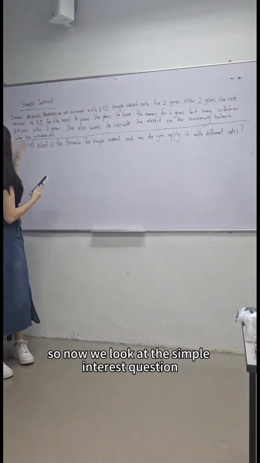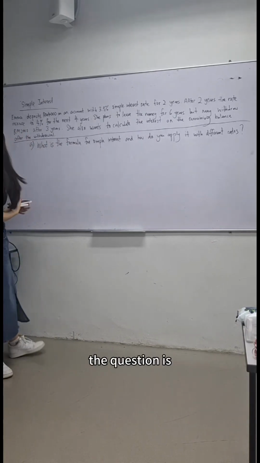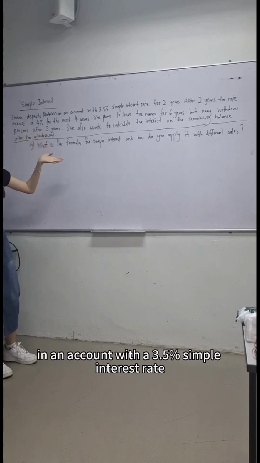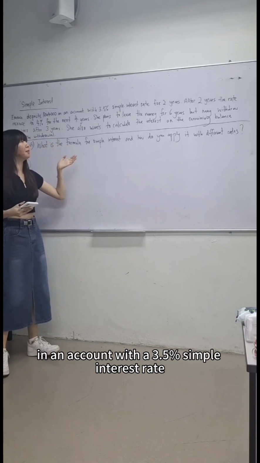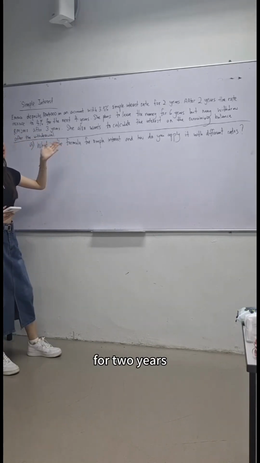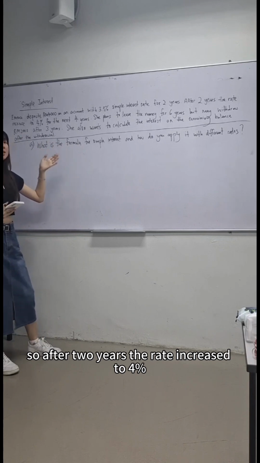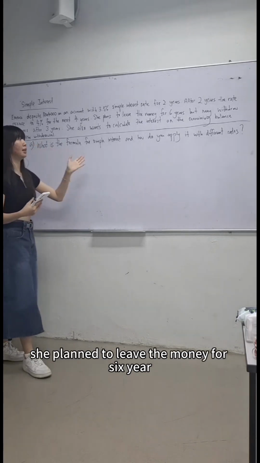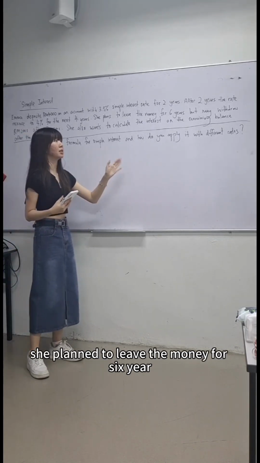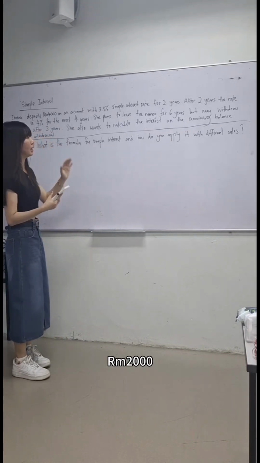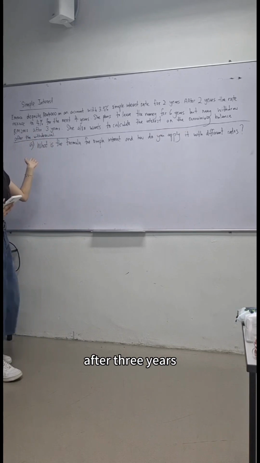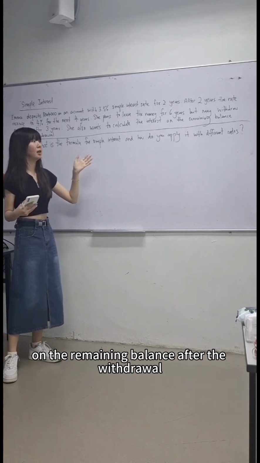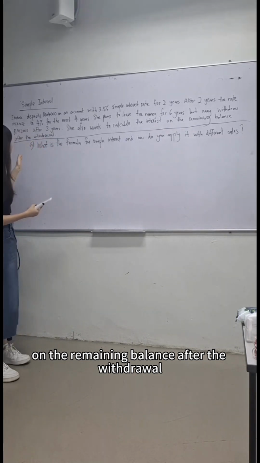So now we look at the simple interest question. The question is Emma deposits 4,000 ringgit in an account with a 3.5% simple interest rate for 2 years. After 2 years, the rate increased to 4% for the next 4 years. She planned to leave the money for 6 years but may withdraw 2,000 ringgit after 3 years. She also wants to calculate the interest on the remaining balance after the withdrawal.